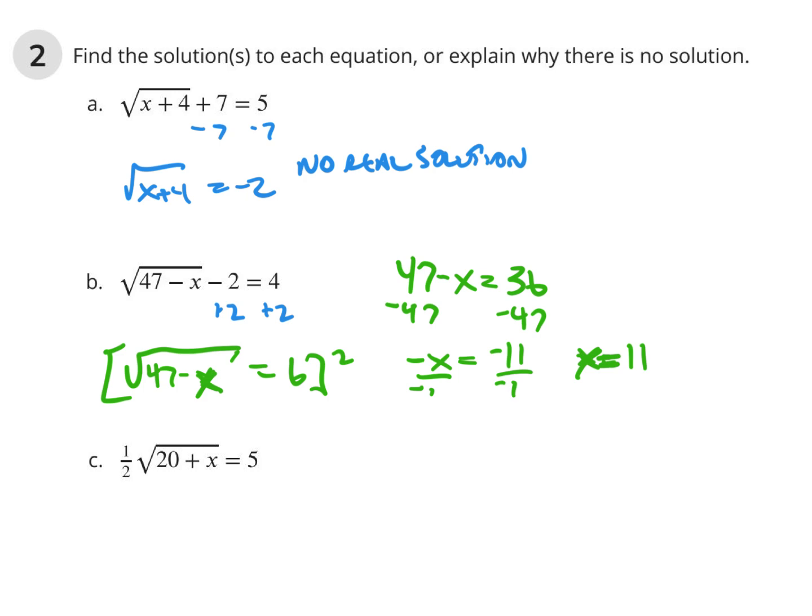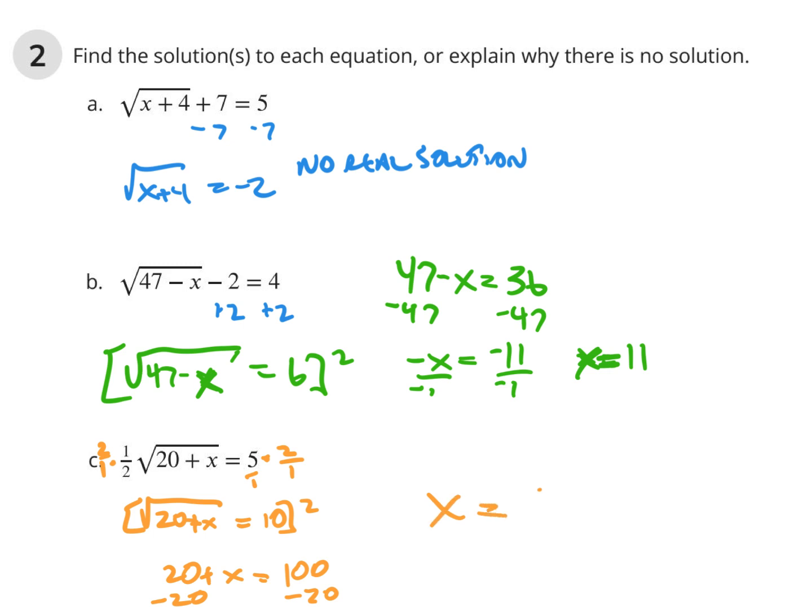And then finally, the last one. So we got this 1/2 here. The first thing we want to do is multiply to get it to cancel out. Multiply by the reciprocal or the inverse. We get the square root of 20 plus x is equal to 10. Square both sides. 20 plus x is equal to 100. Subtract 20 on both sides. And x is equal to 80.